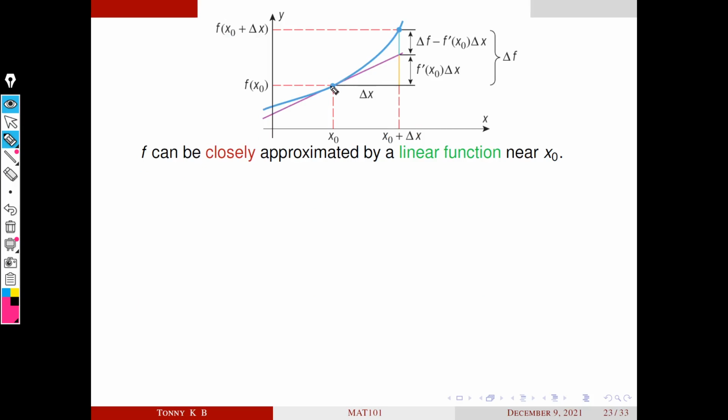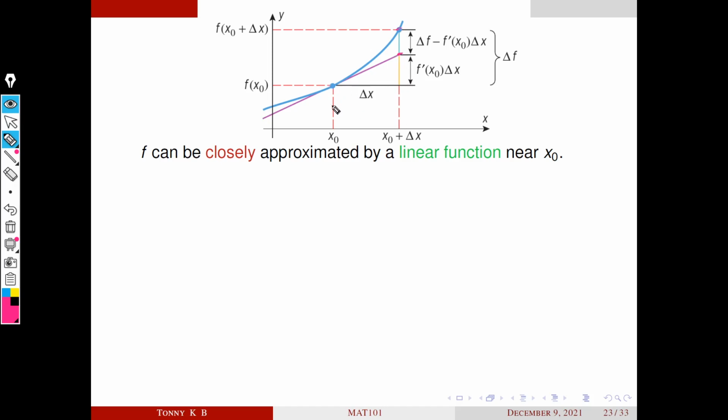Here this blue curve is our function f of x, and f of x0 is known. Our aim is to approximate the value of this function using a straight line y is equal to mx plus c. So we are going to approximate the value of the function at the point x0 plus delta x using the value of the tangent at this point. First we have to find the equation of this tangent, then we approximate f of x0 plus delta x using the value on the tangent. That is the idea. Then we have to measure the error.